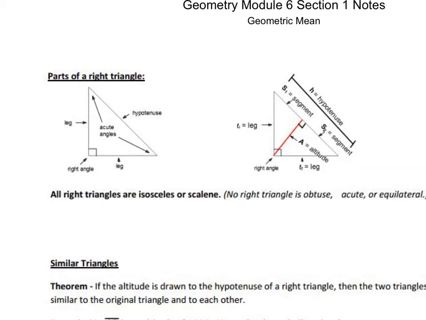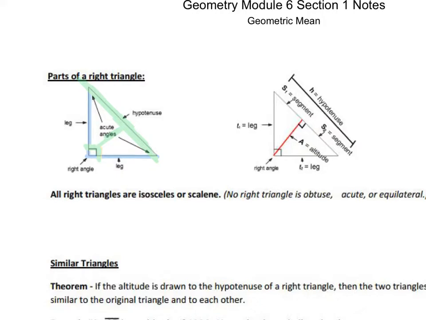So we obviously have our right angle, and then the other two angles within that triangle are acute angles. They are less than 90 degrees. We also have the two legs of our right triangle, which are going to be the sides next to the right angle. And then we have the hypotenuse. And the hypotenuse is always opposite the 90-degree angle. So when we're looking at a right triangle, our hypotenuse is always opposite the 90-degree angle.